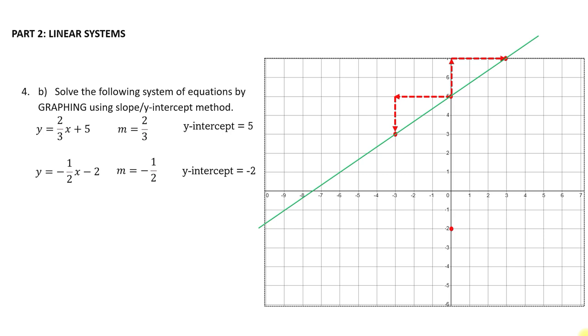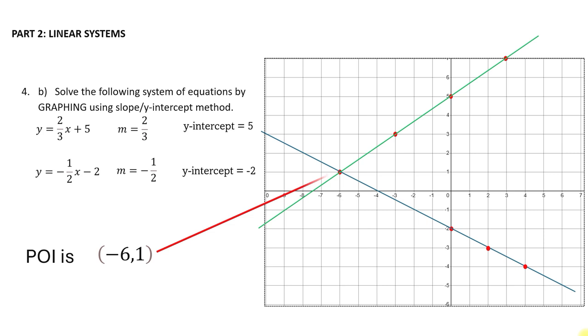Our slope tells us that we should go down by 1 and over by 2. So there's our rise of negative 1 and a run of 2. We have enough coordinates there to draw a line through those coordinates, and then we can see that the 2 lines or 2 graphs intersect at the point negative 6, 1. So we say that the solution to these 2 equations is negative 6, 1, or the point of intersection.